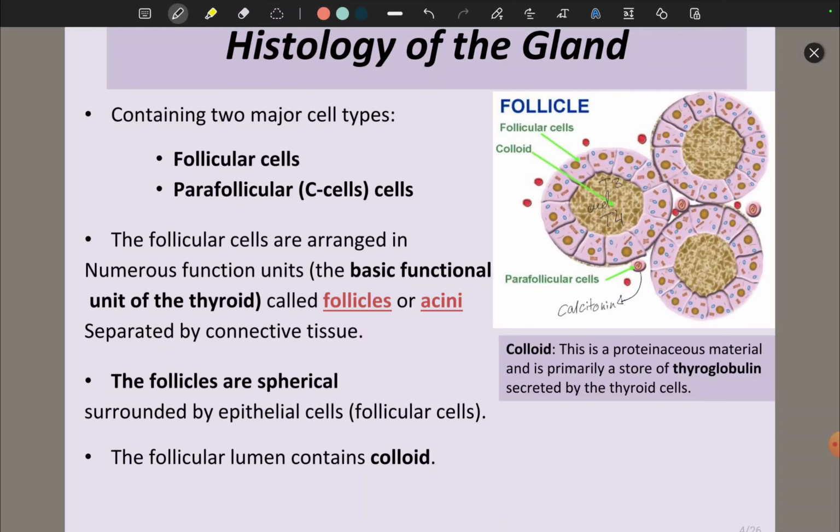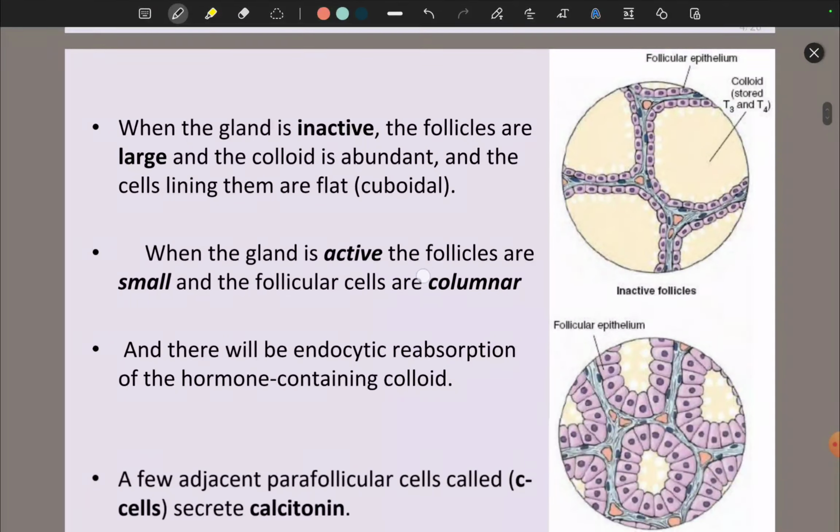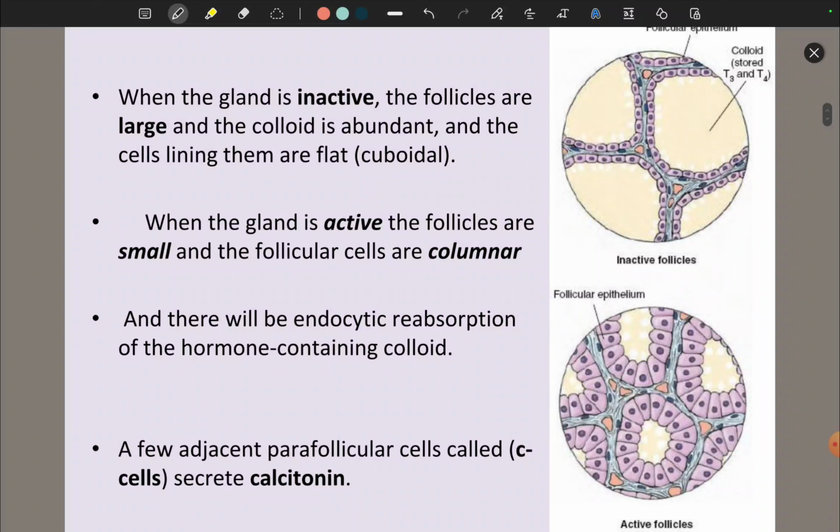The follicles are called the functional unit of the thyroid gland because the thyroid hormone is produced there and also released there. If the gland is active, the follicles are small.